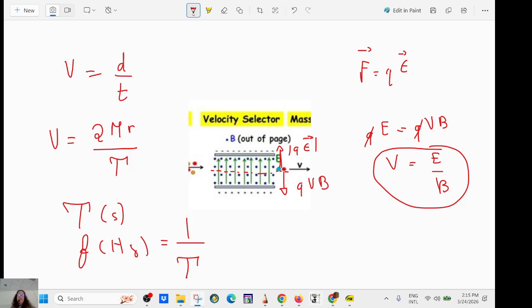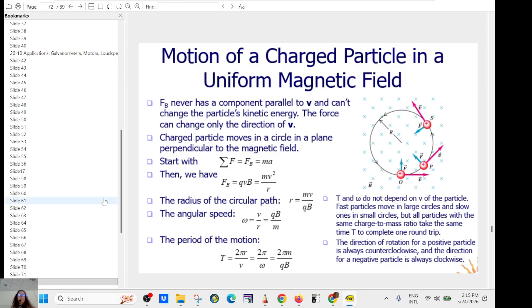Okay, so again, you have to skim through the slides and collect all the equations that you see that are not in the equation sheet, so you can complete the equation sheet. Okay? So you have the period.